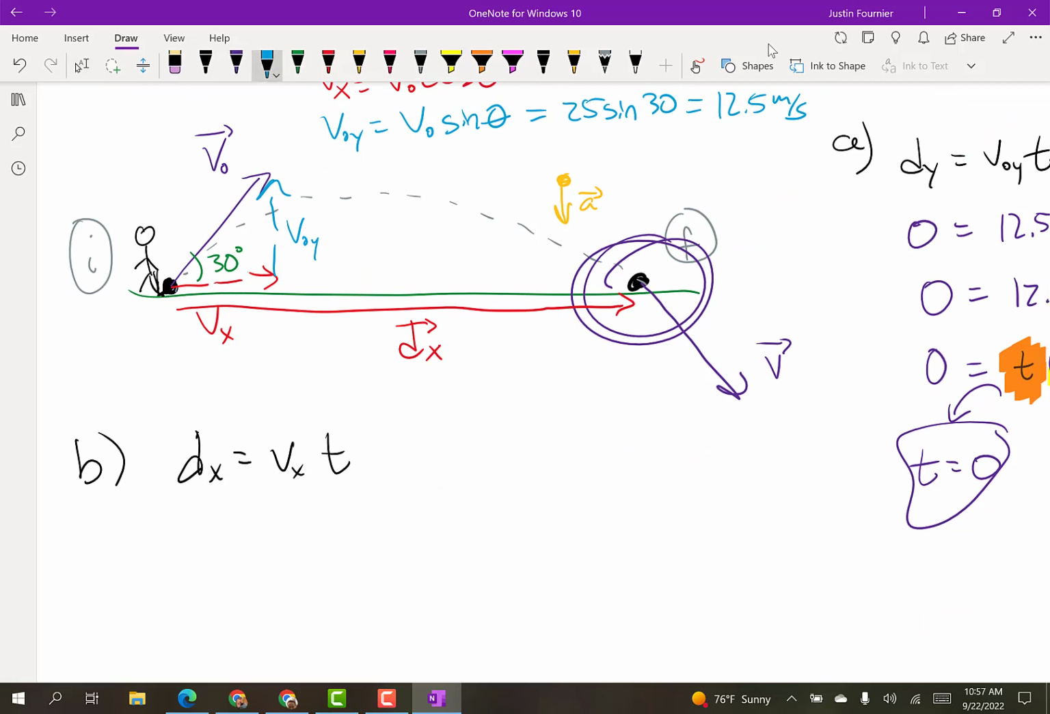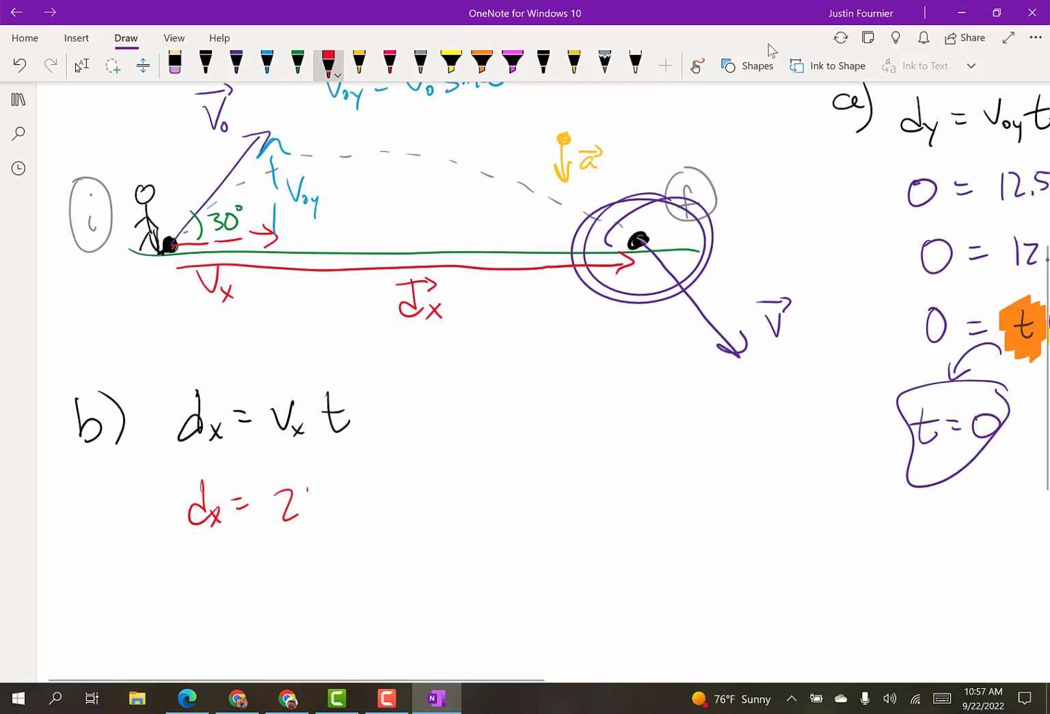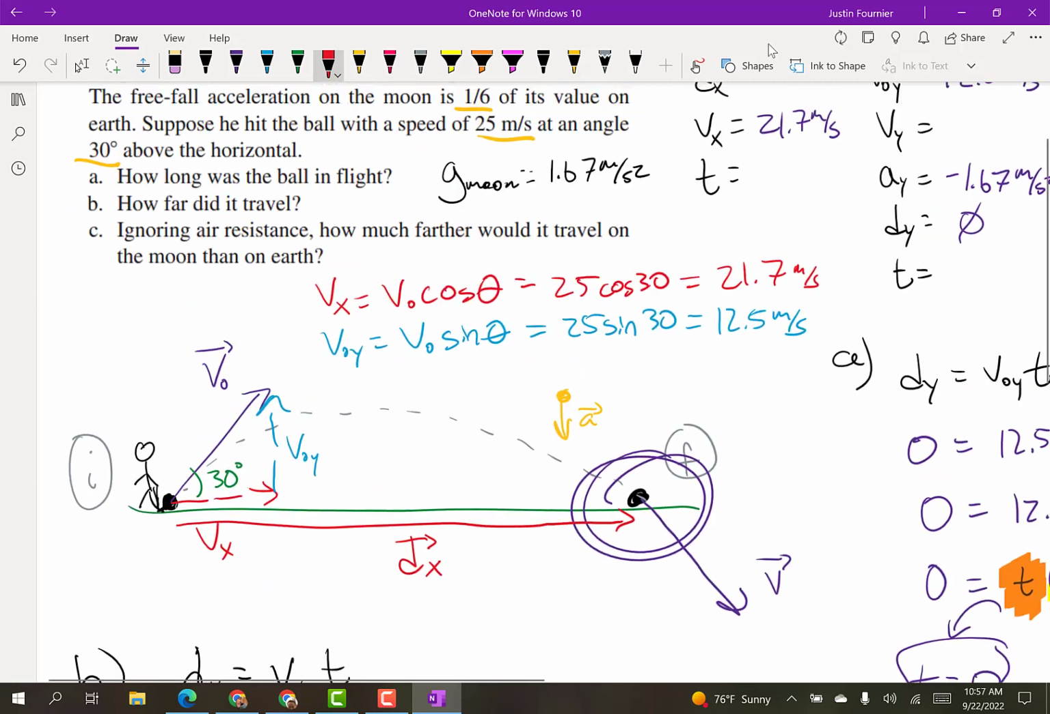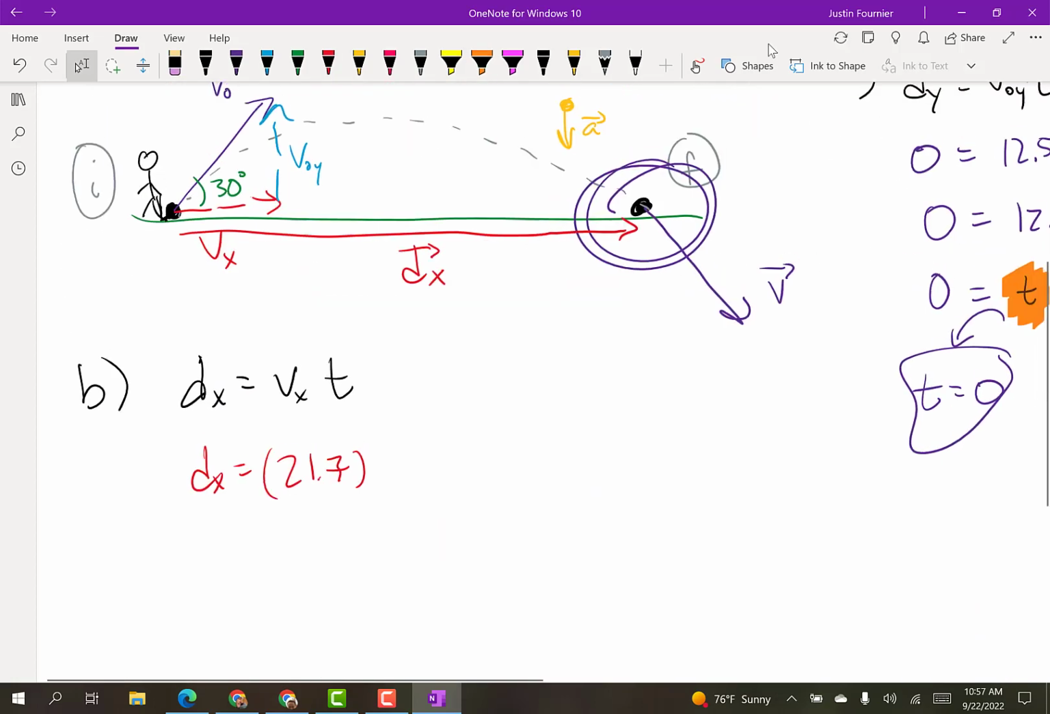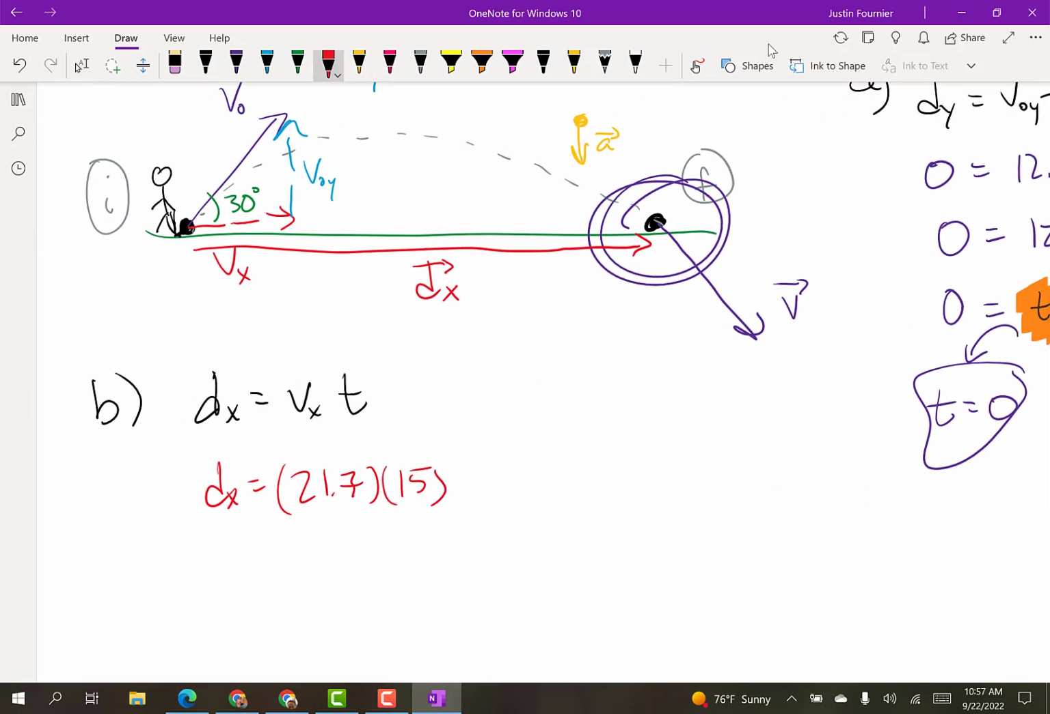And so dx is equal to vx, which I calculated as 21.7, times the time. What did I get? Oh, 15. I got 15 seconds from over there. So dx is equal to 21.7 times 15, which is 326 meters.